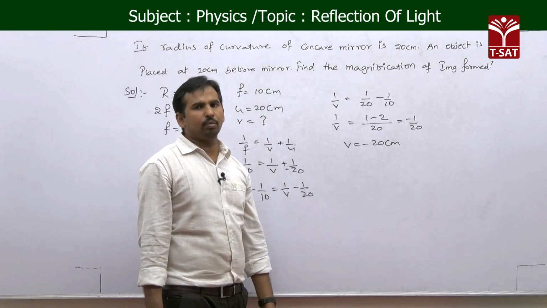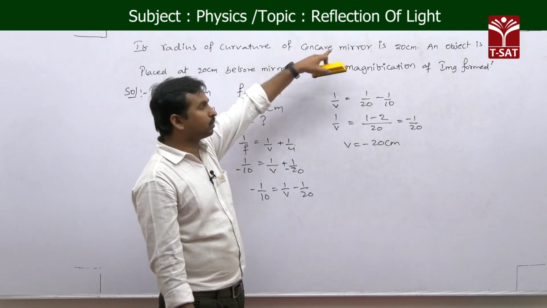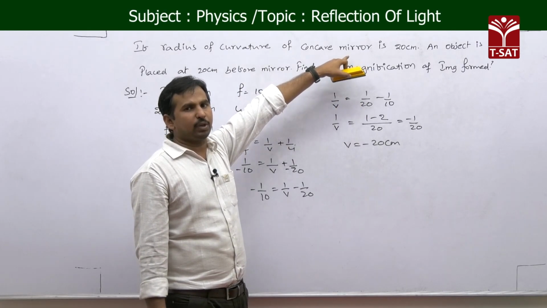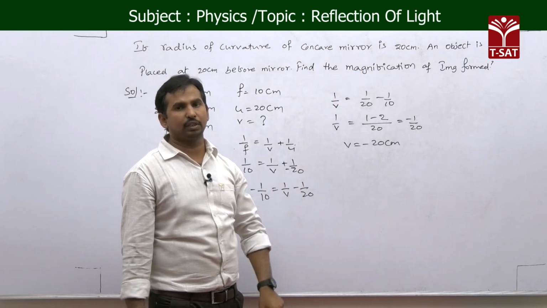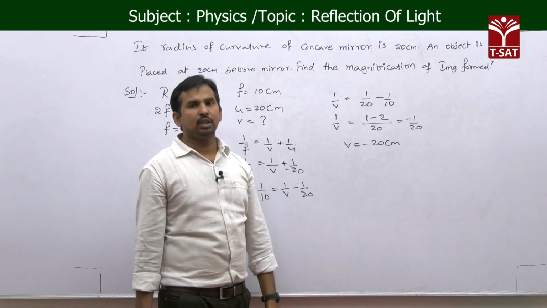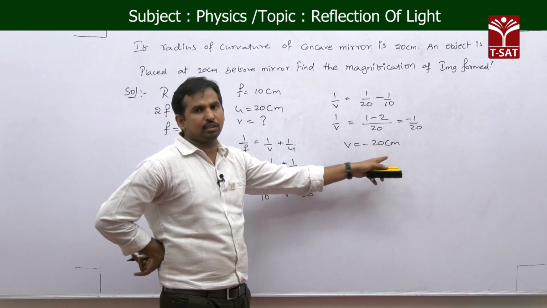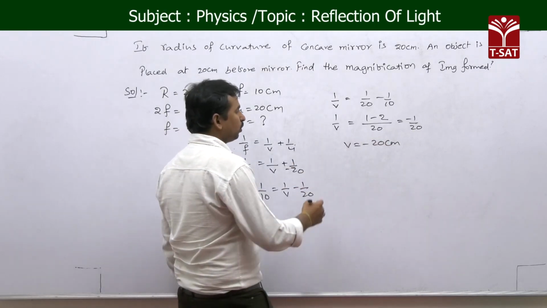As v is equal to minus 20 centimeters, the 20 centimeters is nothing but our radius of curvature position. If you remember our ray diagram, if the object is placed at center of curvature, the image is also formed exactly at the center of curvature. That's why we got 20 centimeters here. And not only that, v we are getting as negative, minus, means the image is formed again before the mirror.